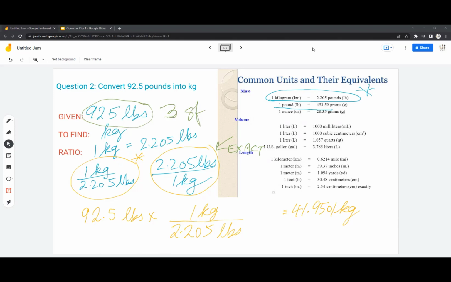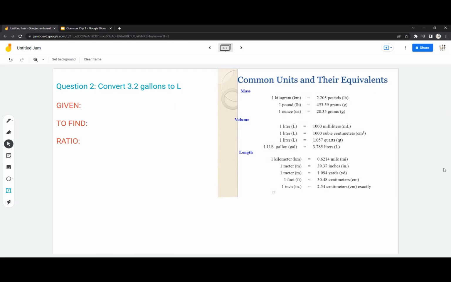So over here, this is the 3 sig figs. So we look at the number after 9, which is 5, which means we're going to round up. So this 9 ends up becoming 10. So if it becomes 10, it ends up becoming 42.0 kilogram.